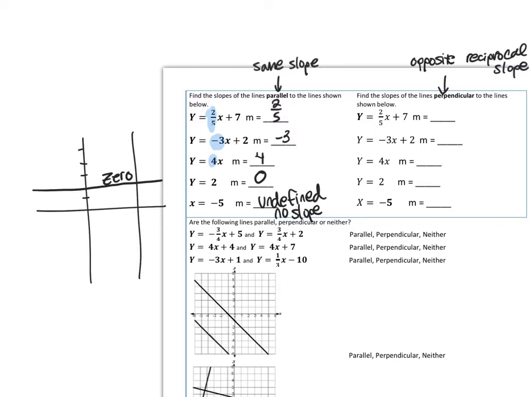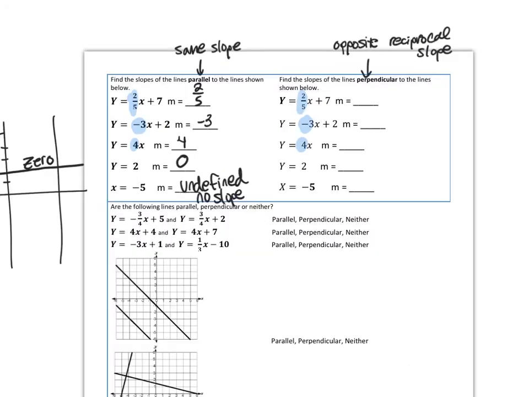Now, how about perpendicular lines? Once again, we really only need to look at the slope of our equations. We don't need to worry about the intercept or any of the rest of it. But this time we want to find the opposite reciprocals. So for 2 over 5, I'm going to write 5 over 2. Now I had a positive 2 over 5, so I need a negative 5 over 2.